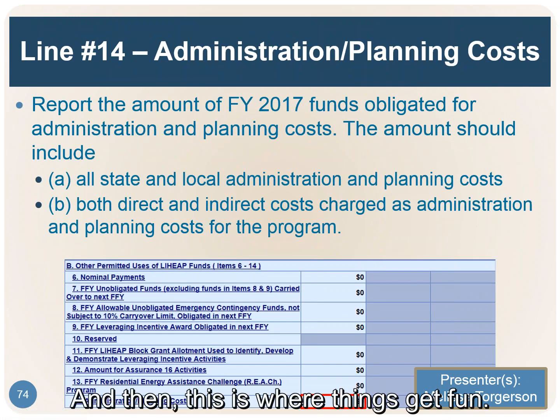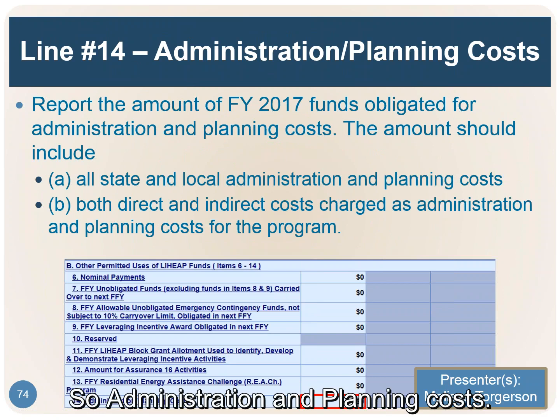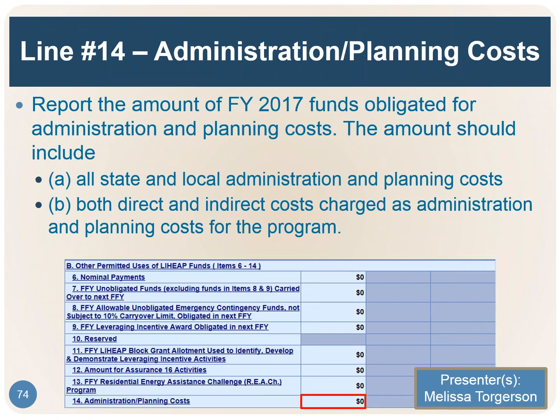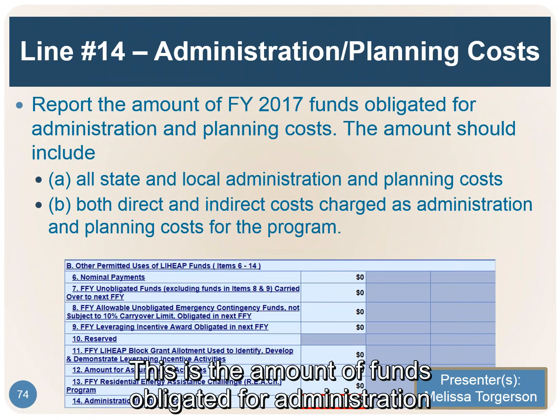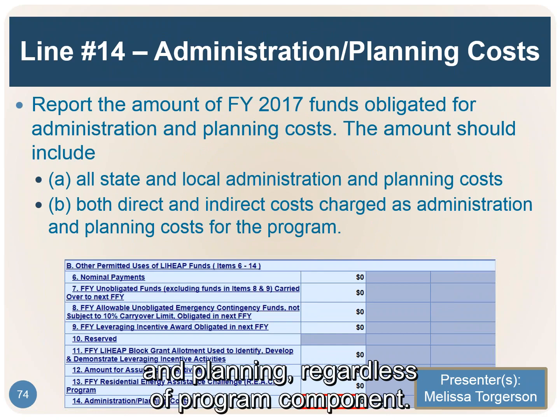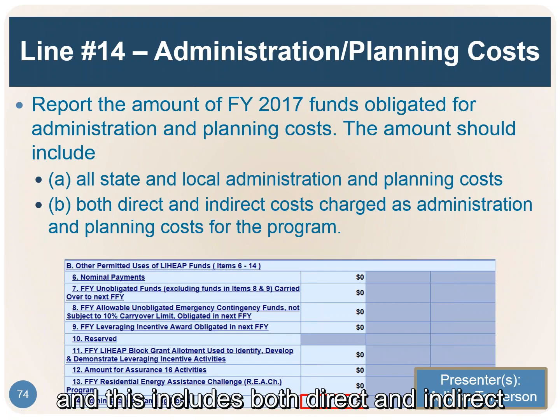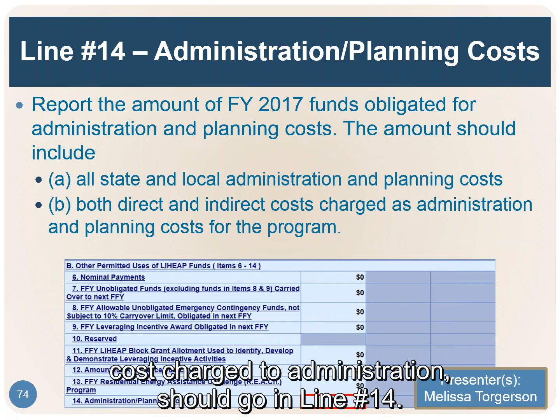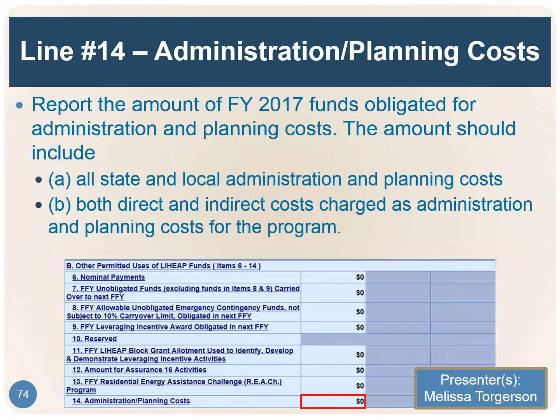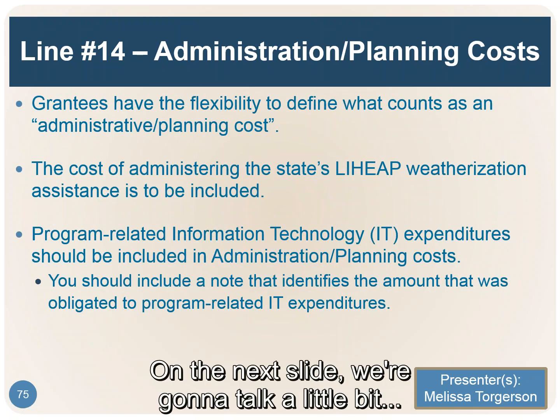And then this is where things get fun. So administration and planning costs. So this is the amount of funds obligated for administration and planning, regardless of program component. All state and local administration and planning costs, and this includes both direct and indirect costs charged as administration, should go in line 14. On the next slide, we're going to talk a little bit.